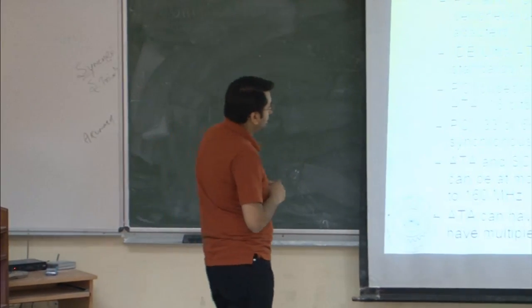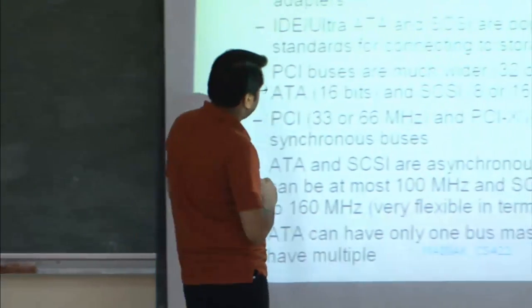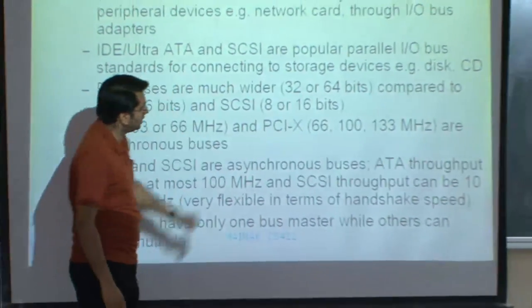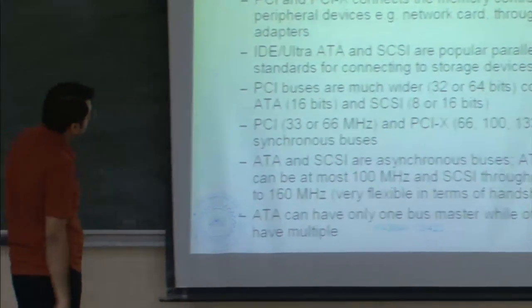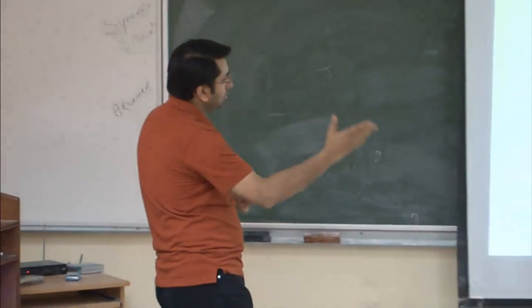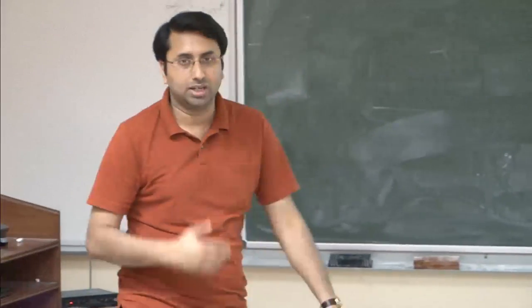PCI and PCIX are synchronous buses, and you can see the frequency difference. PCIX is the next generation, it can be clocked at a higher rate. And today, pretty much all machines routinely use PCIX.